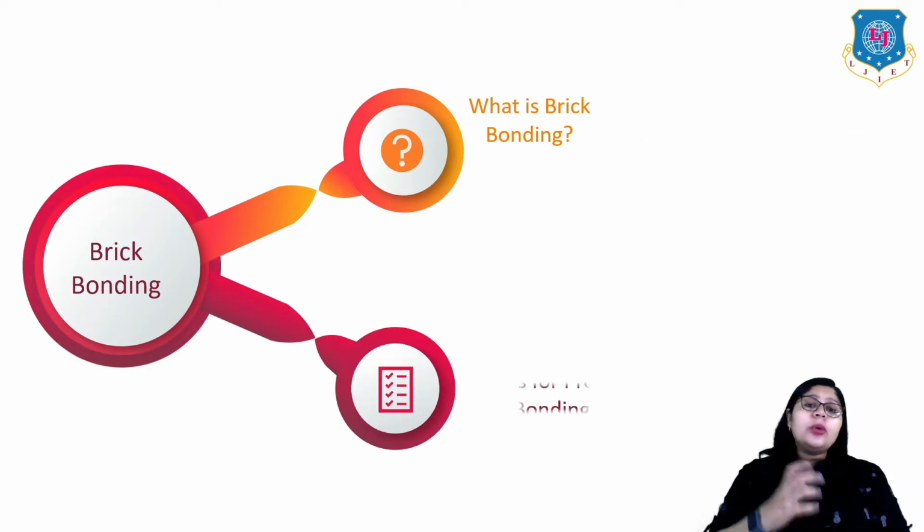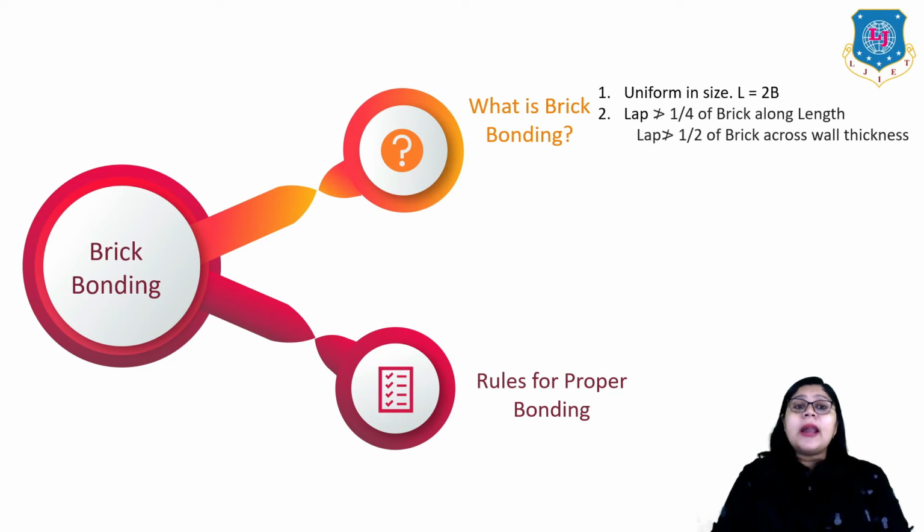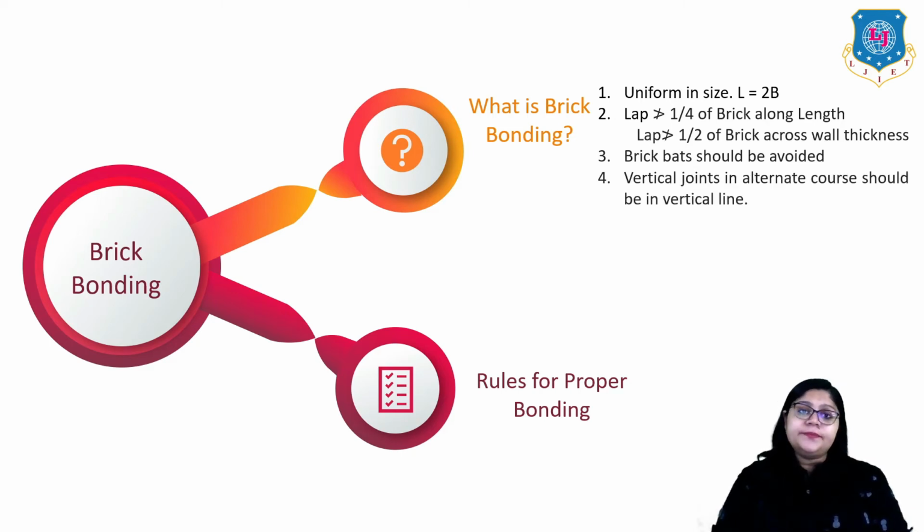After knowing the concept of it, first we have to understand some rules, and then we will see some of the bonds. For the rules, the first rule says the brick should be uniform in size, which means L must be equal to 2 times the width. Then lap should not be greater than 1/4 of brick along the length, and lap should not be greater than 1/2 of brick across the wall thickness. The third one says the brick bed should be avoided.